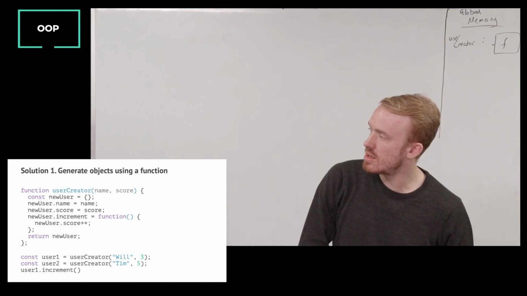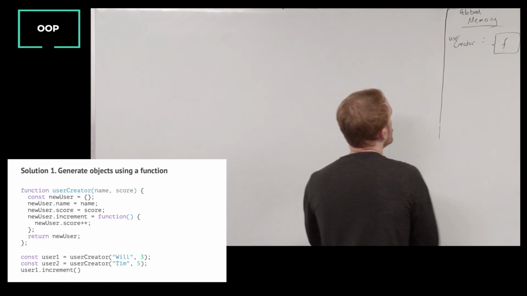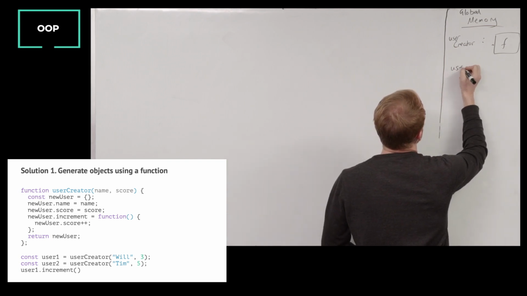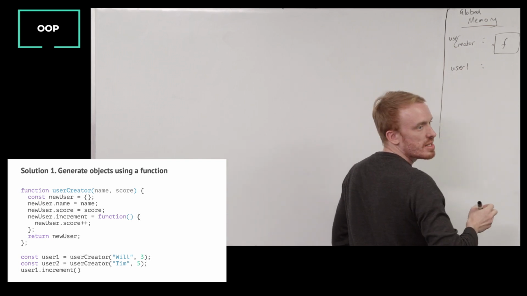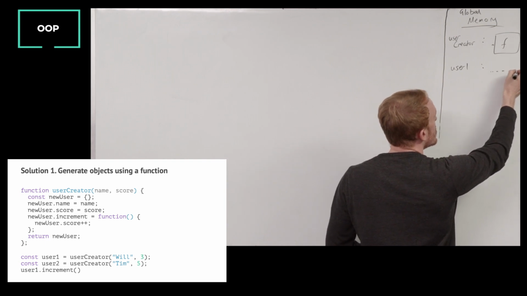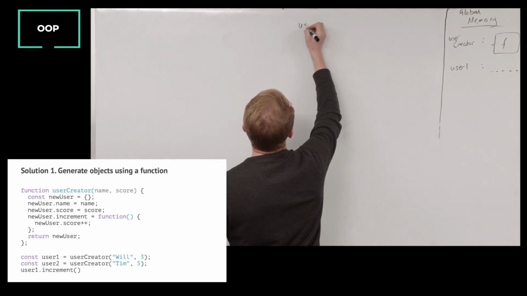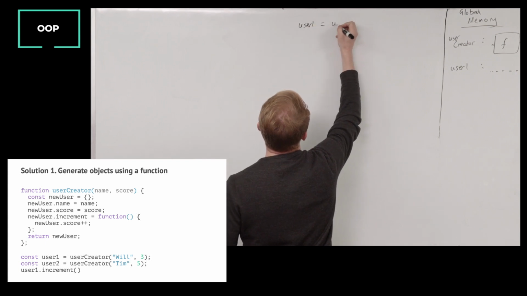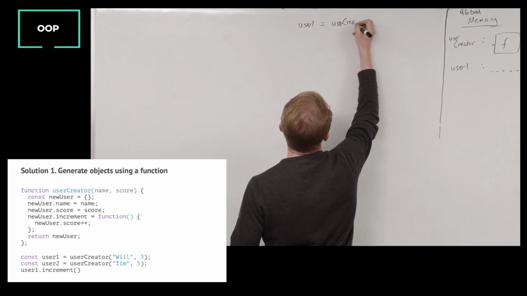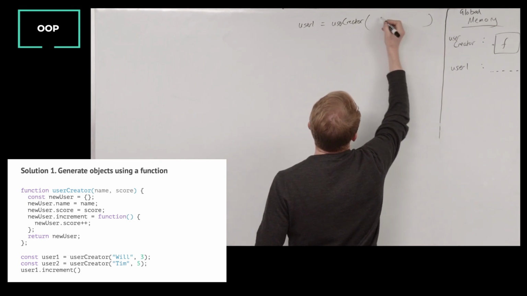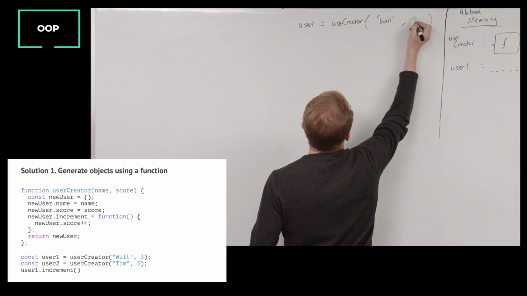We are declaring a variable called user1. Do we know what's going to be stored in it yet? Undefined, because it's going to be the return value of calling what? userCreator. User1 will be the return value of calling userCreator with what arguments? Will and 3. Perfect, will and 3.